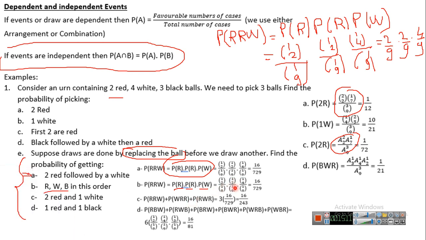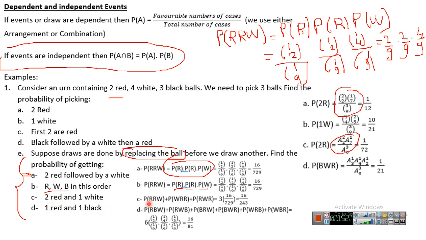As you can see here, and then white, I have 4 white, 1 out of 4, 1 out of 9. I want 2 red and a white. Guys, here it is with replacement. I didn't say the first two are red then white, so here I need to put all possibilities. I need 2 red and white.